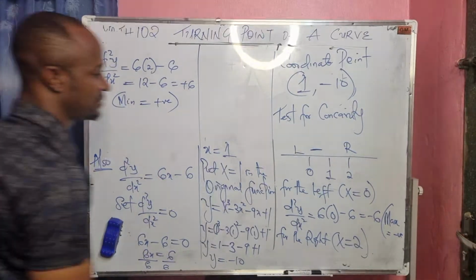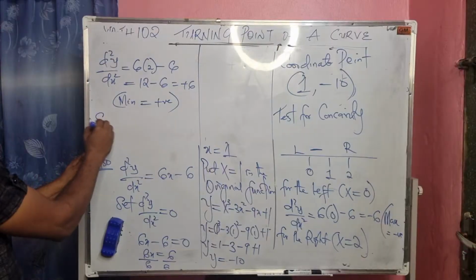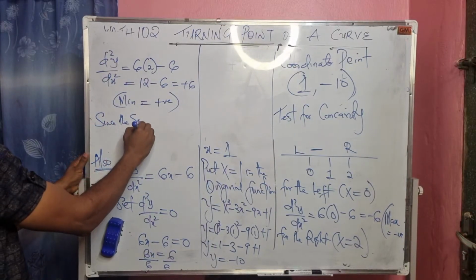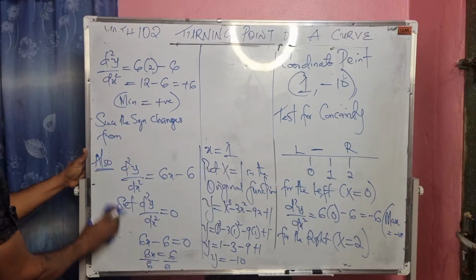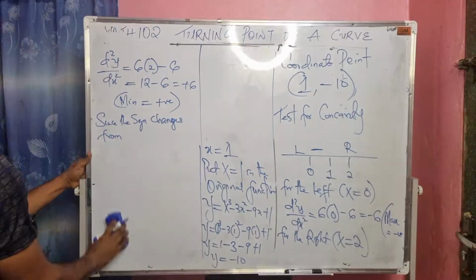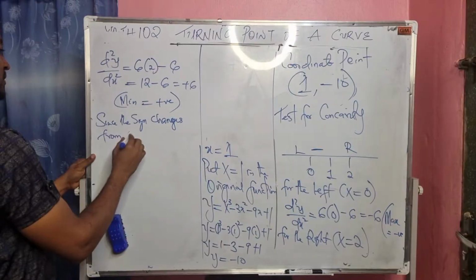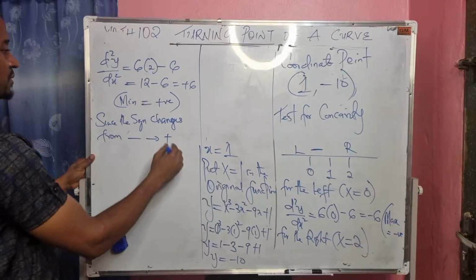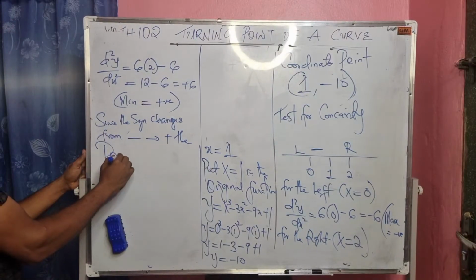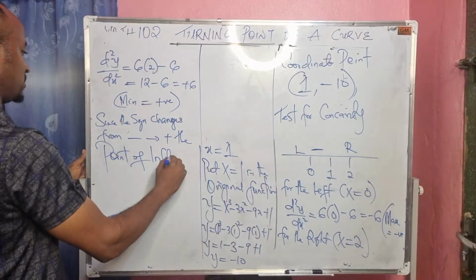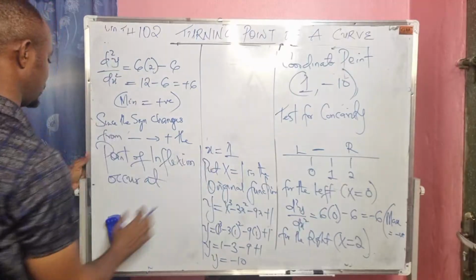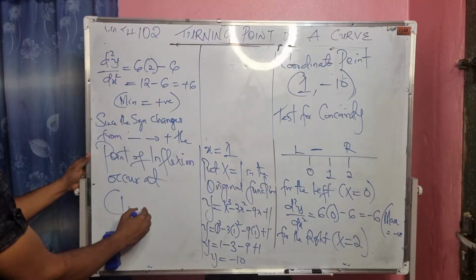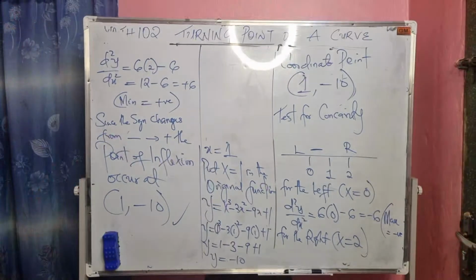So since the sign changes from negative to positive, the point of inflection occurs at 1 comma minus 10.